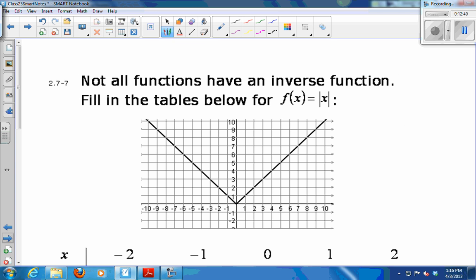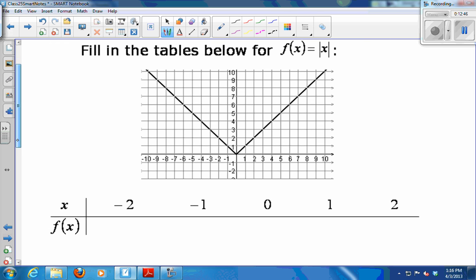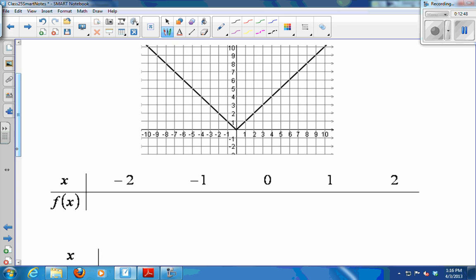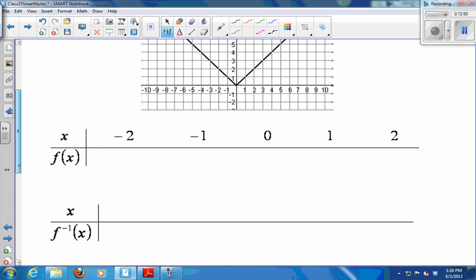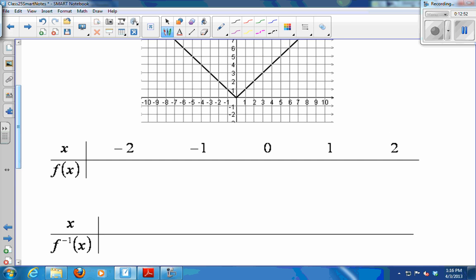All right, so not all functions have an inverse function. So let's fill in the table of values for the absolute value of x. The absolute value of -2 is 2, then 1, 0, 1, 2. All right, so this is my absolute value of x table.